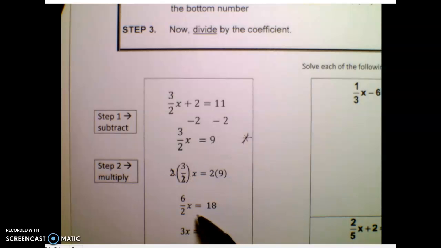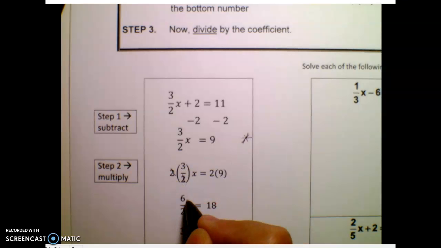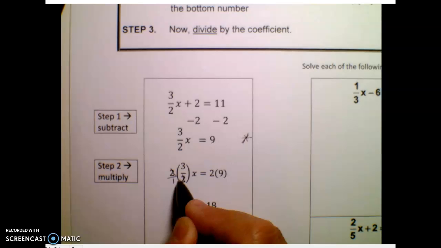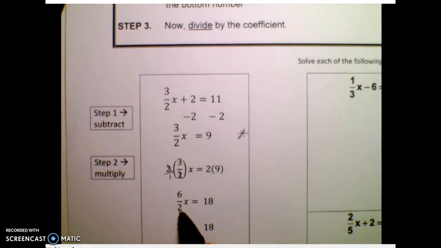What am I left with? I'm left with, well, if I multiply across the top, sorry about that. The way I did this was 2 times 3 is 6, and then 1 times 2 is 2. Sorry about that, I didn't cancel. So now I have 6 over 2 x is equal to 18. 6 divided by 2 is 3.